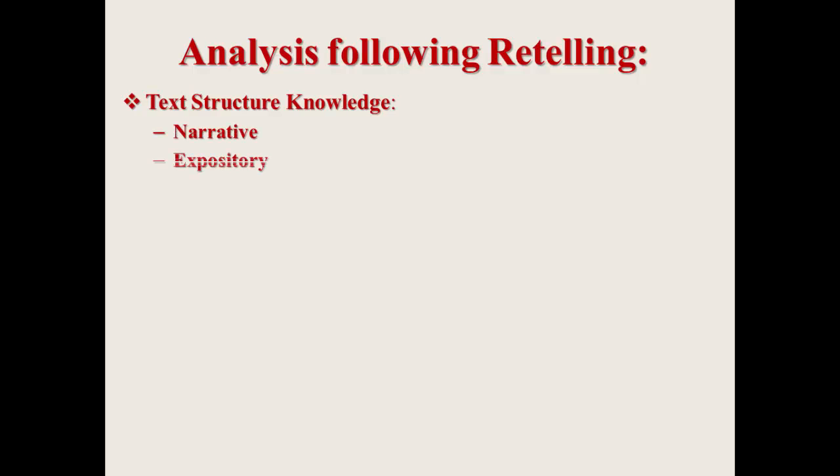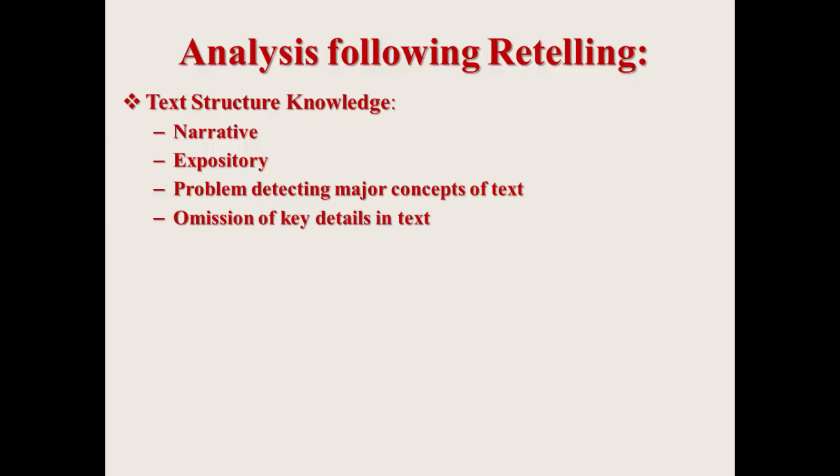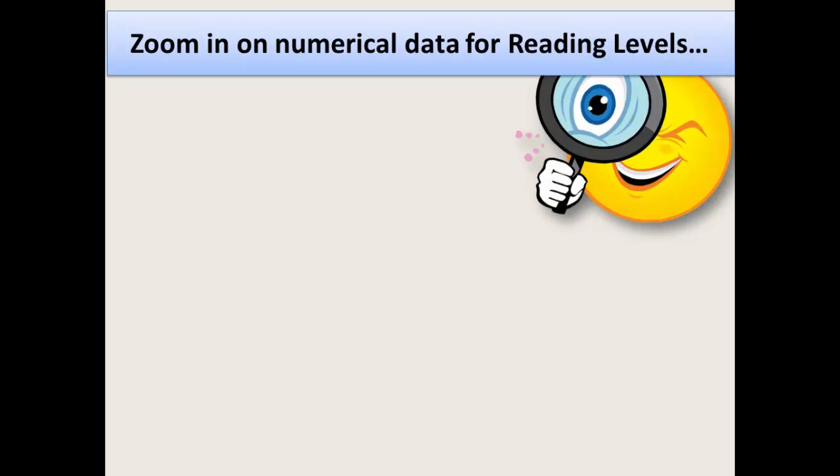In both narrative and expository text, success is linked with understanding of structure. So, if a student has difficulty detecting the major concepts of a text, or if that student omits the key ideas that are key to the message, we're going to have some difficulties with comprehension. So, let's look at the numerical data.